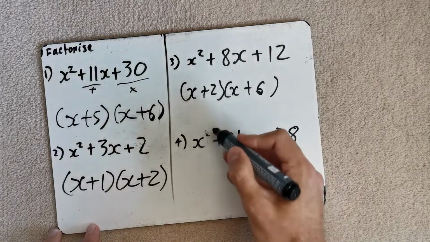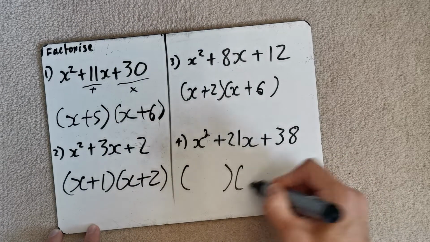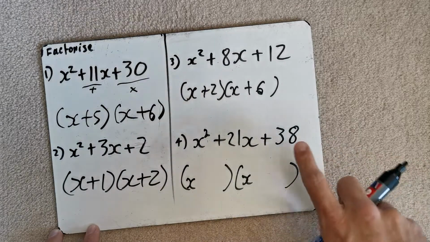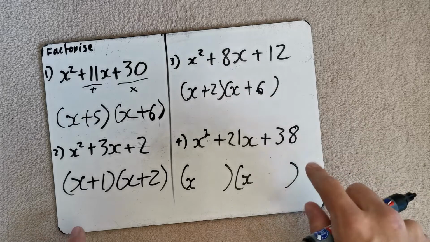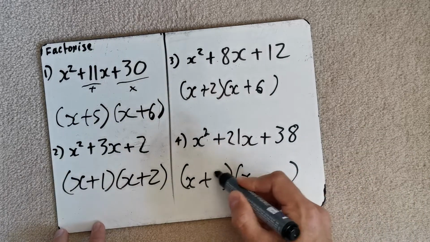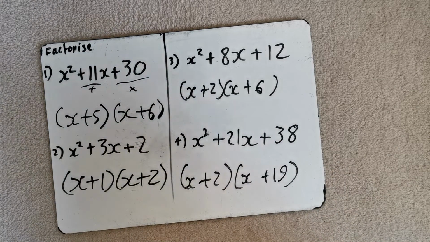And again, let's have a look at this one. X squared plus 21x plus 38. Well, to get 38, there's only 4 factors. So 1 times 38 and 2 times 19. And 2 add 19, of course, makes 21. So 2 and 19. Okay, right, let's move on to harder stuff now.